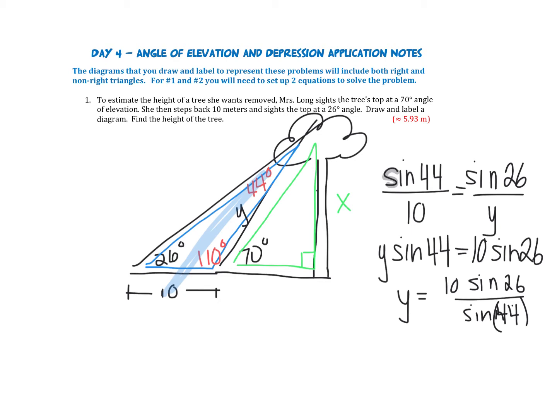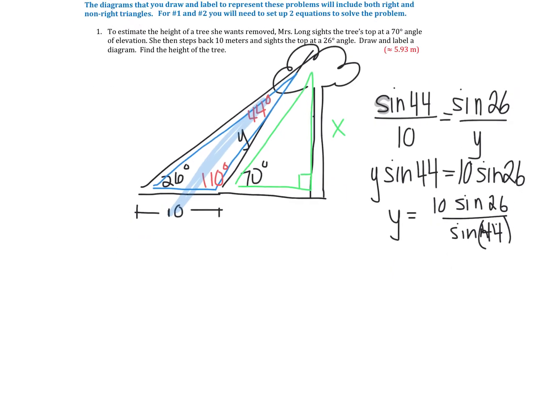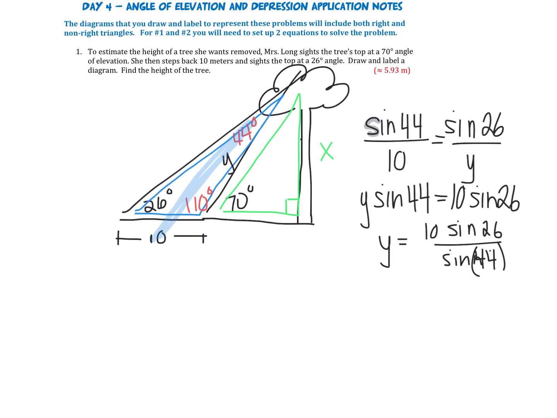Okay, I'm going to have to use this value for the green triangle. So I don't want to approximate this at all. Instead, what I'm going to do is store this value into my calculator. So remember how we do that. We're going to type in 10 times the sine of 26 divided by sine of 44.